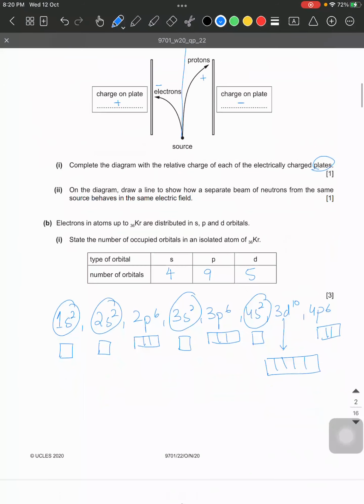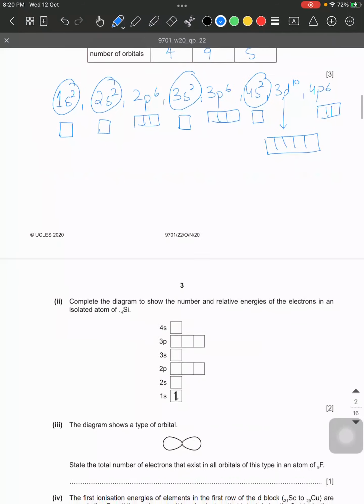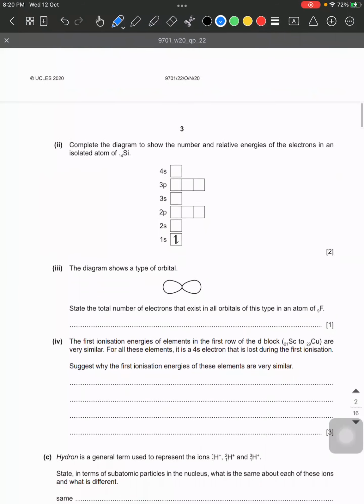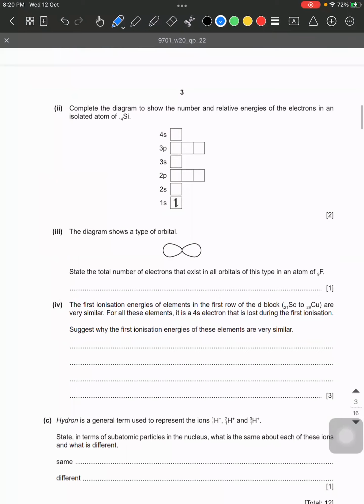This is B part 1, and now we are moving towards B part 2. They are saying complete the diagram to show the numbers and relative energies of the electrons in an isolated atom of silicon. They are asking us to write the electronic configuration of silicon. We know that it is 1s2, 2s2, then 2p6, then 3s2 and 3p2. It will be like this.